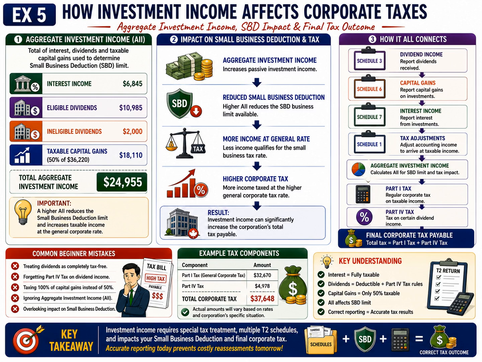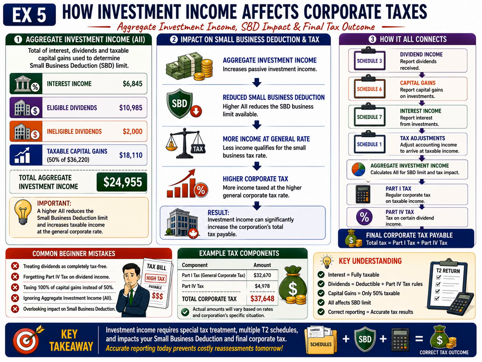Interest income is fully taxable. Dividend income follows special deduction and Part 4 tax rules. Only 50% of capital gains are taxable. Aggregate investment income influences the small business deduction, and accurate reporting across all T2 schedules leads to the correct tax calculation.